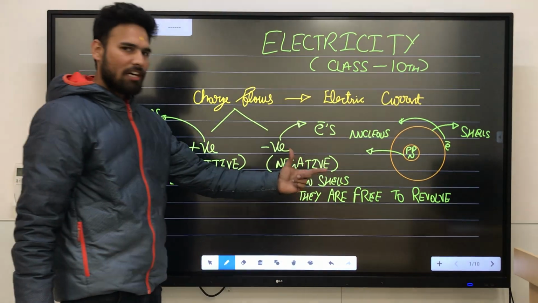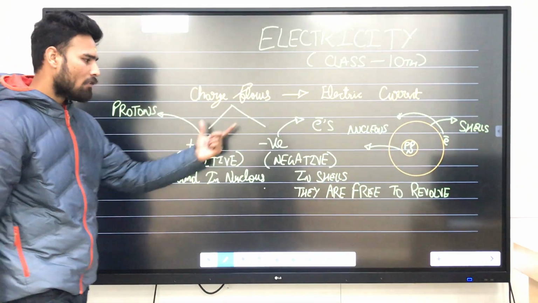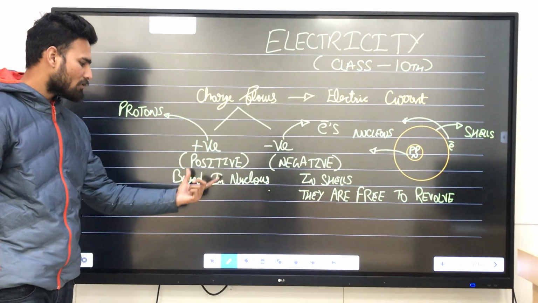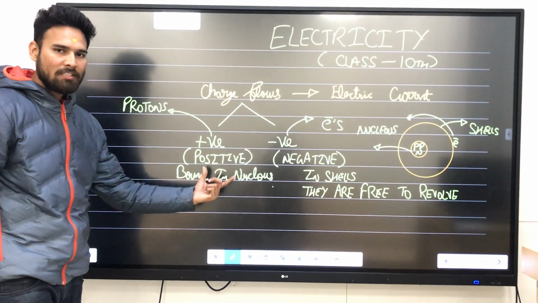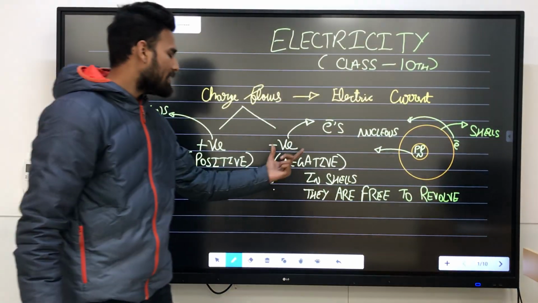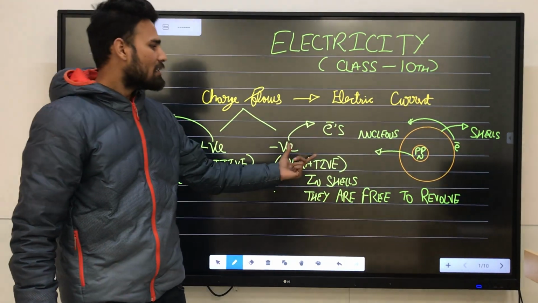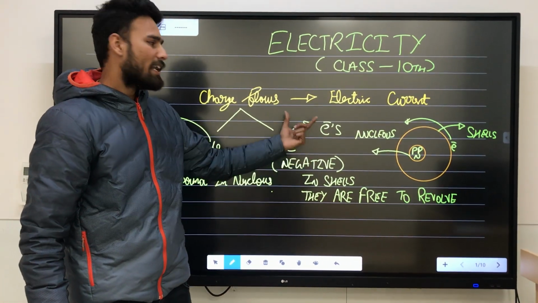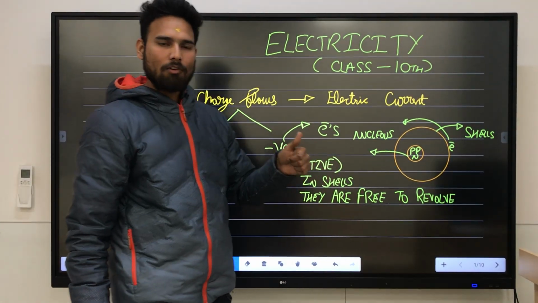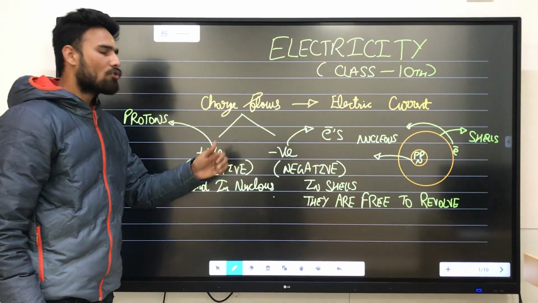So what kind of charges can flow? Will it be positive or negative? As we know, the positive charges are bound in the nucleus, so they cannot move, but the negative charges are in the shells and are free to revolve. So these charges will be flowing and constituting an electric current. So what kind of charges flow? The negative charges, that is electrons, flow.